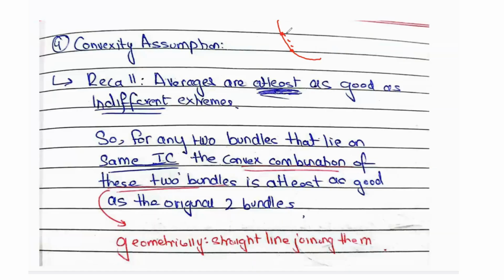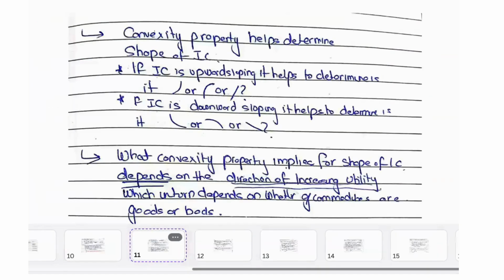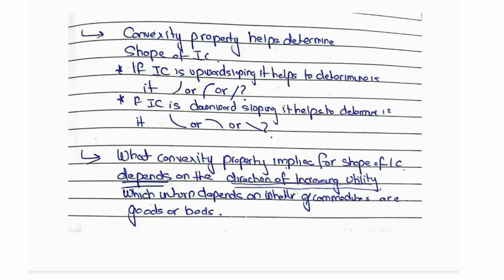So convexity says that this line, which geometrically represents the convex combinations and weighted averages, would be at least as good as the two extreme bundles. That's what convexity implies. The key thing to keep in mind is how we can geometrically represent a weighted average or convex combination of any two bundles: as a straight line joining them. The straight line joining these two indifferent bundles will represent any weighted average or convex combination of the two bundles. That's a key thing to remember here. So this was just recalling what convexity is and how we can geometrically represent a convex combination of bundles.